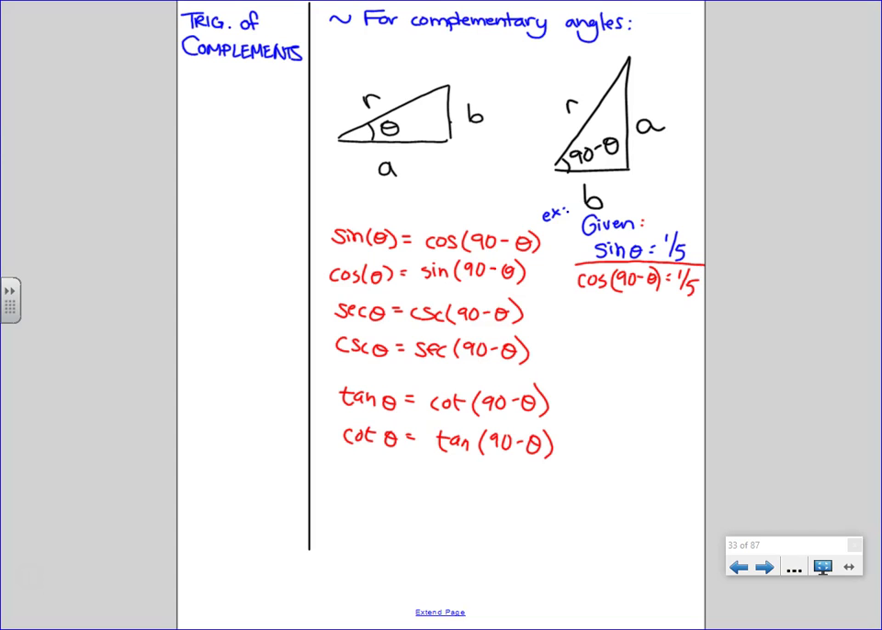What else could I do? Couldn't I say who cosecant of theta is? Who's cosecant of theta? Cosecant. Oh, we flip it, right? What could I say then about secant of 90 minus theta?